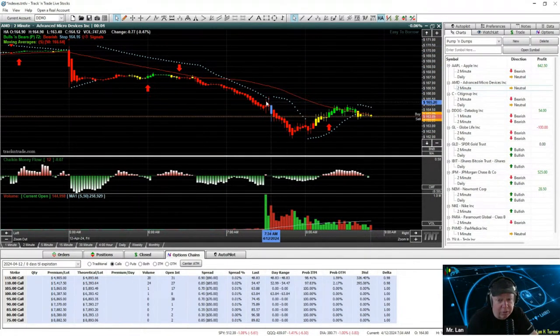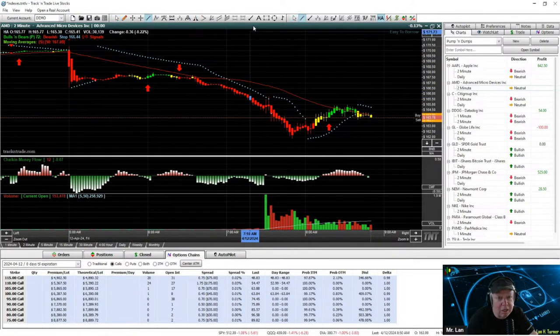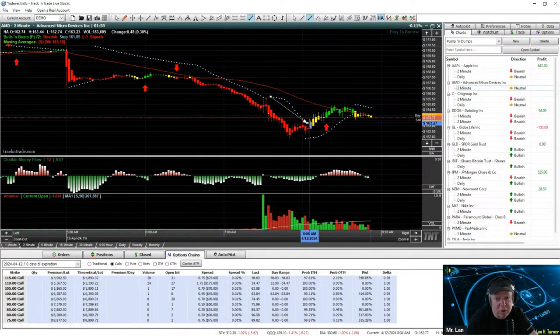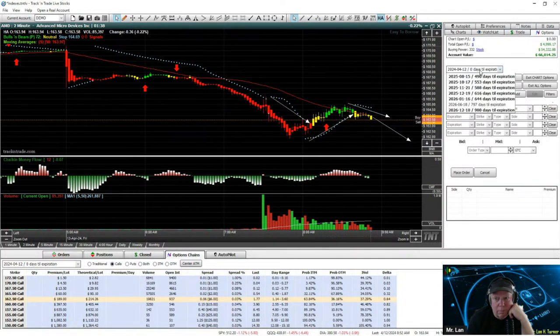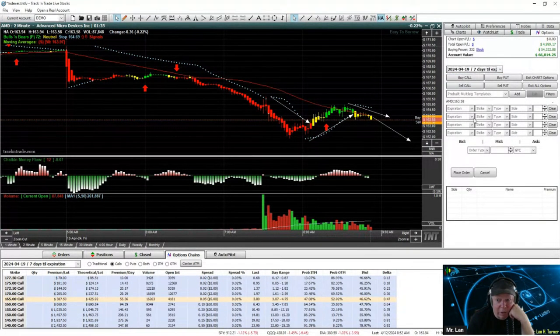Long move. Okay, so opening bell. Let's call this our first drive of the opening bell. And it's just kind of wobbling, isn't it? So it's down, and then it went bullish, and now it's going back to neutral, and it's trying to go bearish again. It's trying to fall right here. So let's go out and do a 7-day option on this thing.